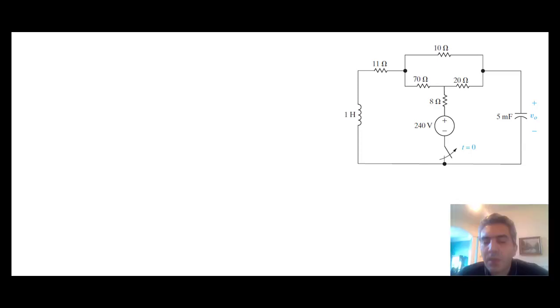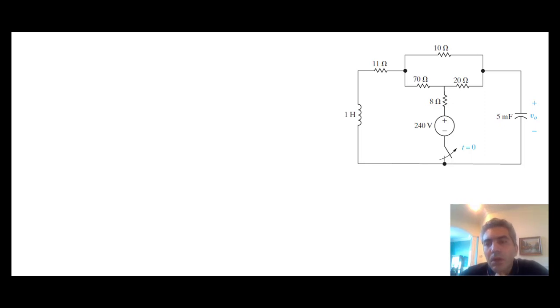Hello everyone. So today we're going to practice an example on the RLC circuit. This is one of the homework problems that I assigned. The idea is to calculate the voltages and currents in this circuit after the switch changes position at t equal to 0, as you can see.